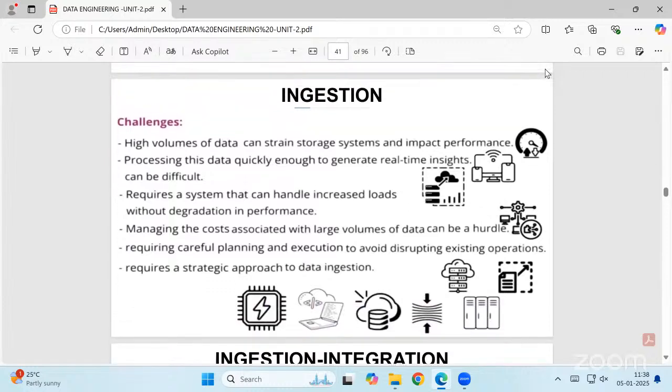Whether it is batch or stream, there are some challenges. High volumes of data can strain the storage system and impact performance, because data is collected from different sources and stored in some storage device. So there will be strain on the storage system, and the overall performance of the system for storing and processing will be impacted. Processing this data quickly enough to generate real-time insights can be difficult because data is generated in different formats, not only text, but audio, video. So doing analysis on high volumes of data is a difficult task.